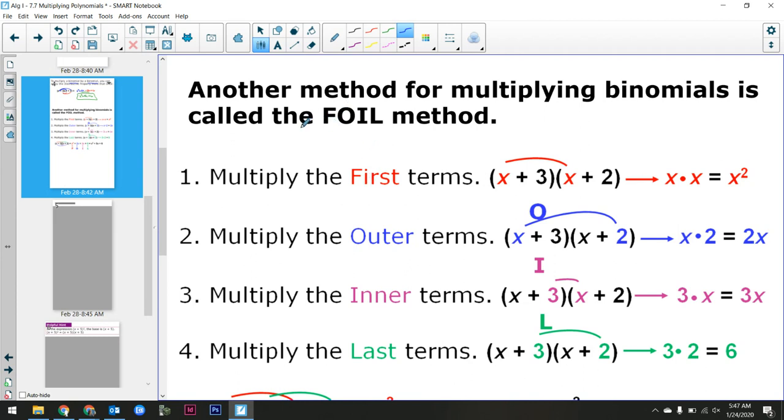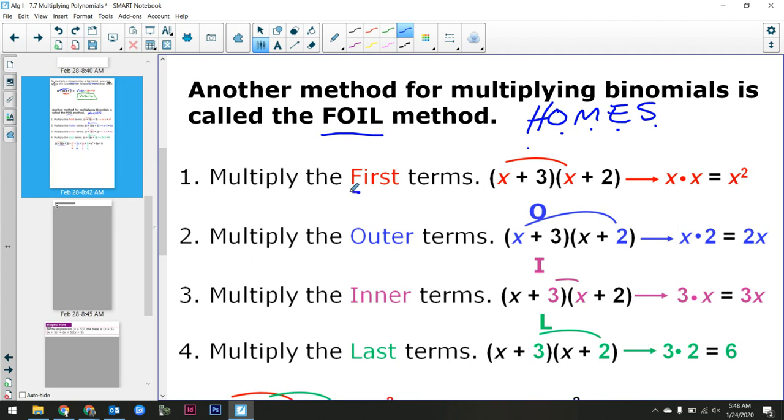We know what acronyms are. Acronyms are ways to remember how to do things by giving it a word. There's an acronym for all of the Great Lakes. I don't know if you guys have seen this before. The word HOMES helps you remember all the Great Lakes: Huron, Ontario, Michigan, Erie, and Superior, right? Those are all the Great Lakes. It's a word that helps you remember other things.